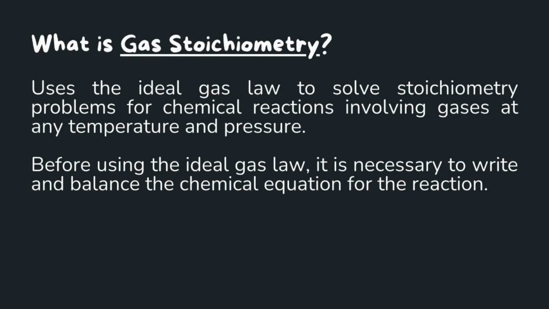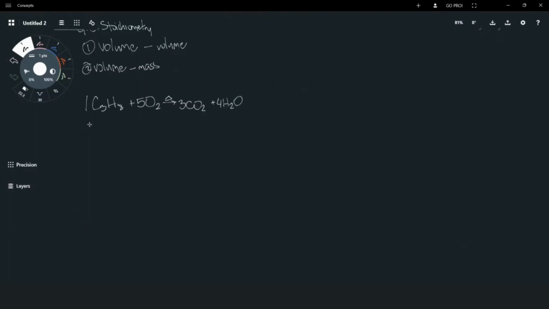To start with, gas stoichiometry uses the ideal gas law to solve stoichiometry problems for chemical reactions involving gases at any temperature and pressure. Before using the ideal gas law, it is necessary to write and balance the chemical equation for the reaction. So for the first example, say you were given a word problem in which you were able to derive the chemical equation of propane and oxygen gas combusting to form carbon dioxide and water.